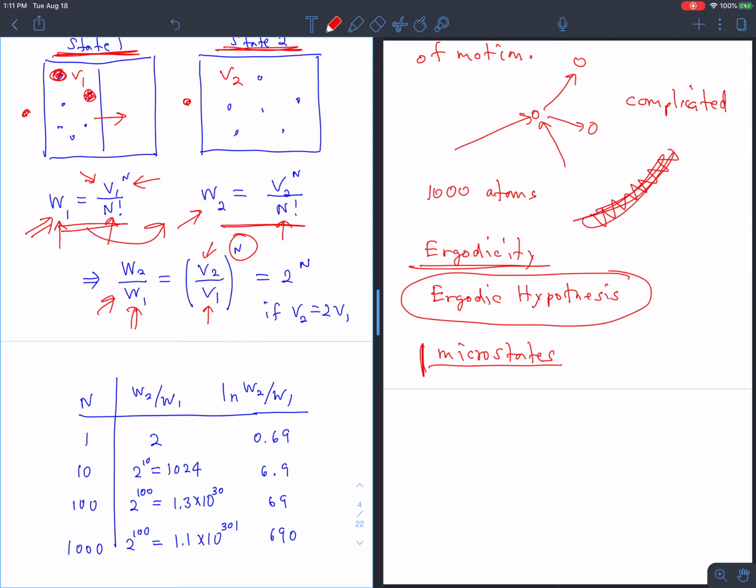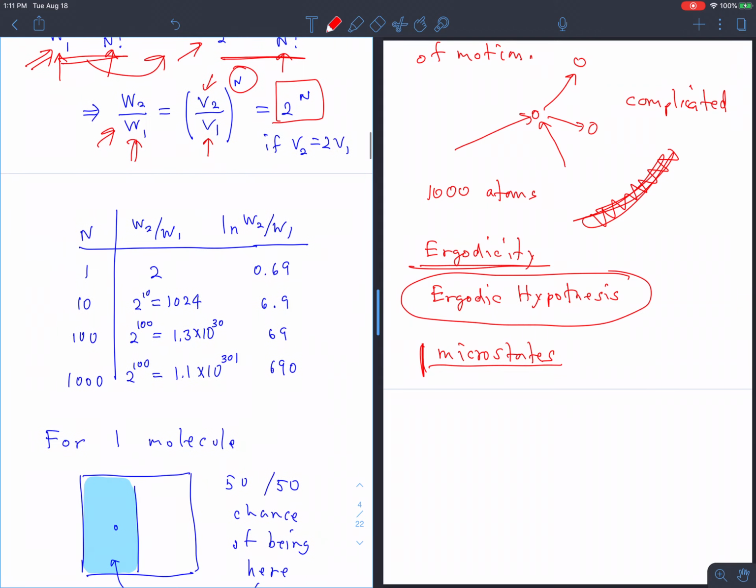And if I then choose V2 to be twice as big as V1, like they're drawn up here, then that just becomes 2 to the nth power, right? V2 over V1 is 2, and so it becomes 2 to the nth power. Now let's look at what that ratio looks like when I choose n to be 1, 10, 100, or 1,000.